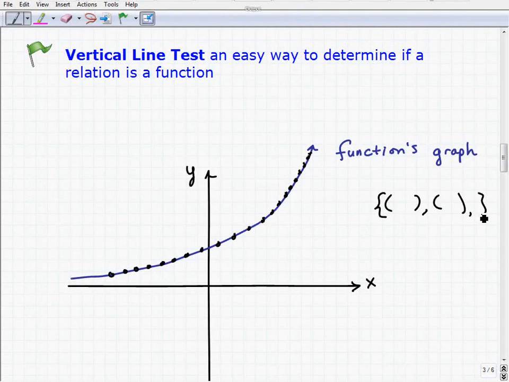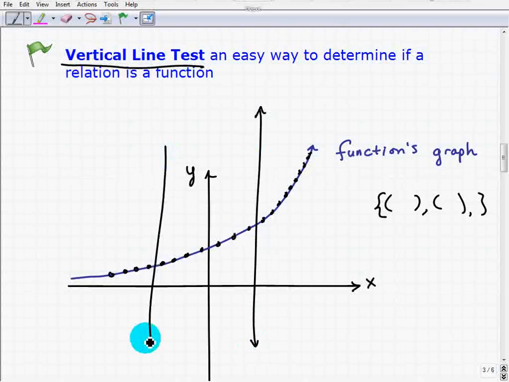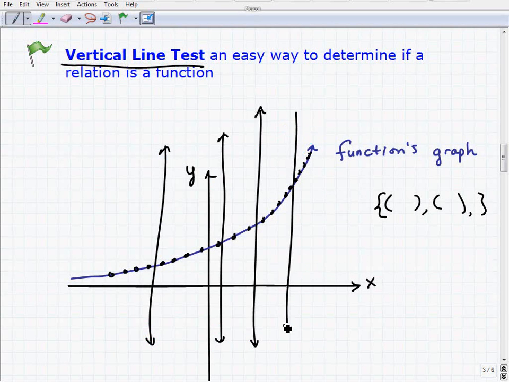Now that I have a graph, I can use something called the vertical line test, and this is very, very easy. Here's how it works. If I can draw a vertical line anywhere through the graph, if I move a vertical line and draw it anywhere through that graph, and it crosses the function's graph only once, only one time, it is a function.